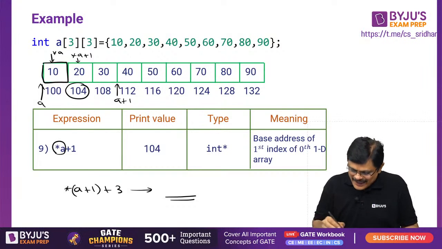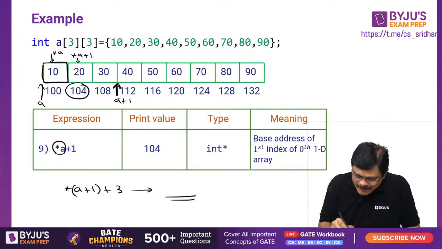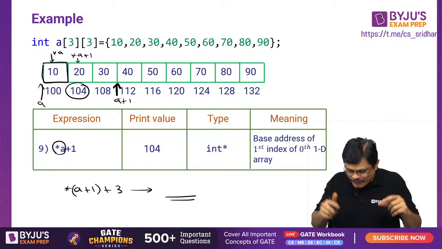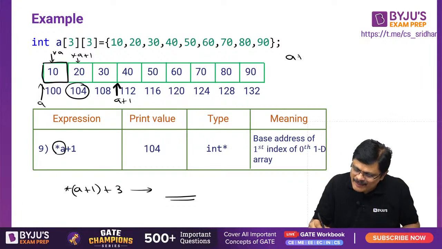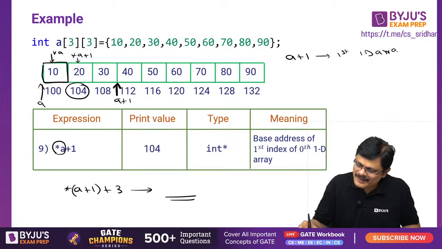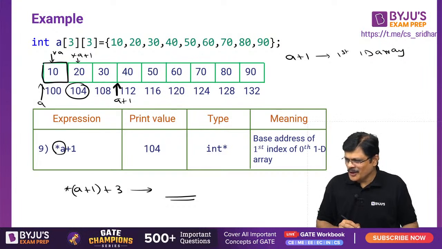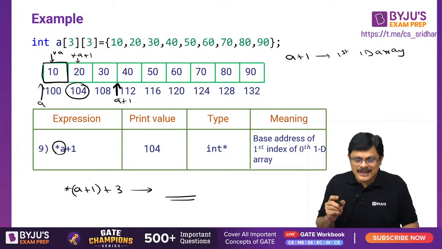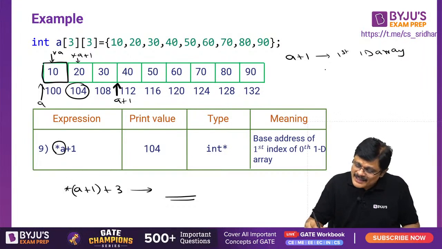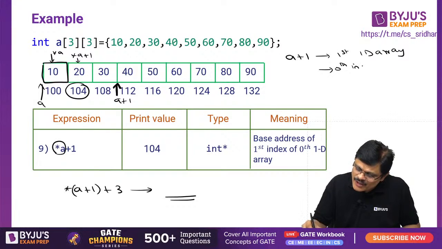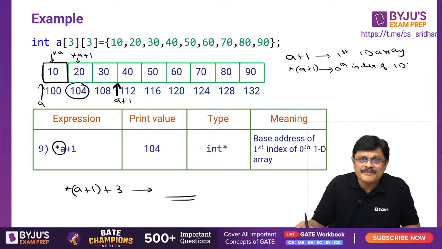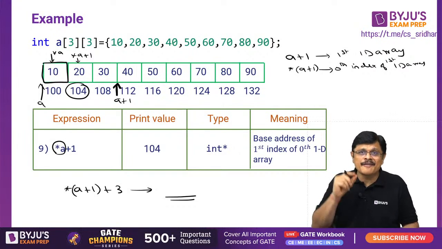See here, A plus 1 means, you understand, no? A plus 1 means this location, that is the first 1D array. Now star of that means the 0th index of the 1D array. Correct or not? The 0th index of the first 1D array.